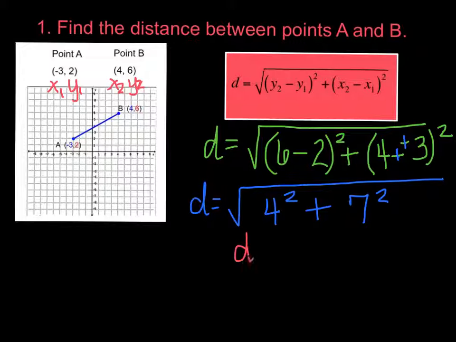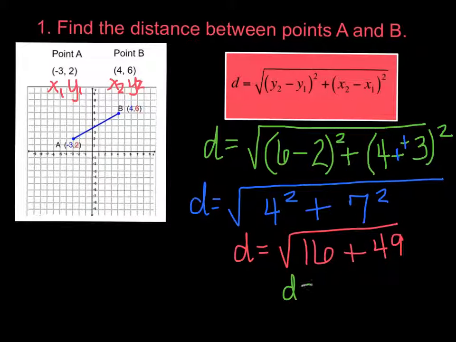So D equals the square root, 16. 4 squared is 16, 4 times 4, plus 7 squared, which is 49. Now we can add the 16 and the 49. So we get D equals the square root of 65. 16 plus 49. Well, we can just punch that into our calculator and get an approximate answer.